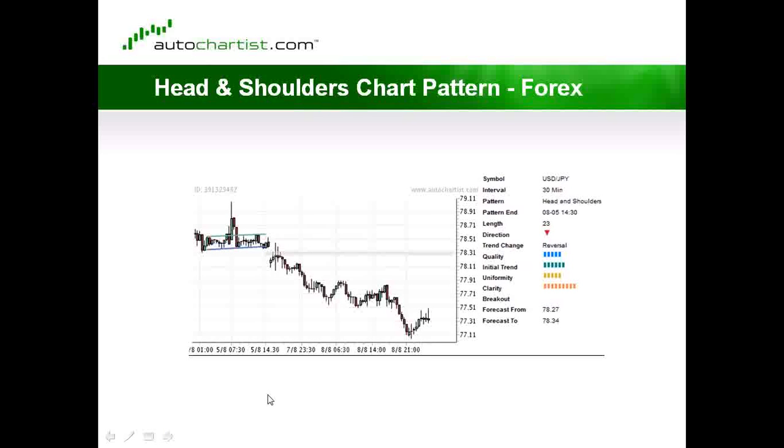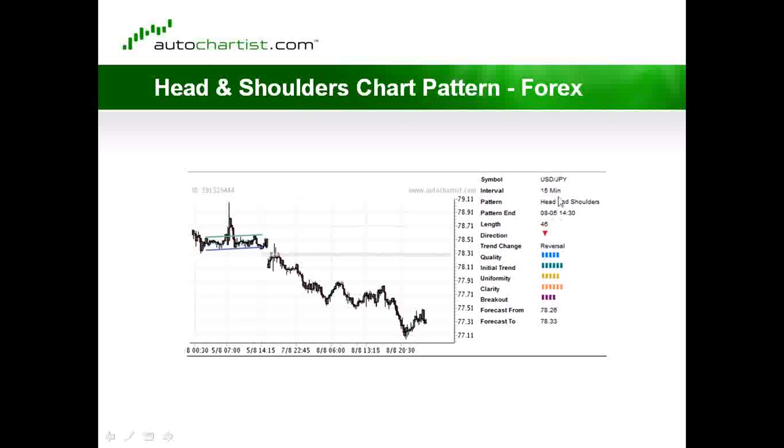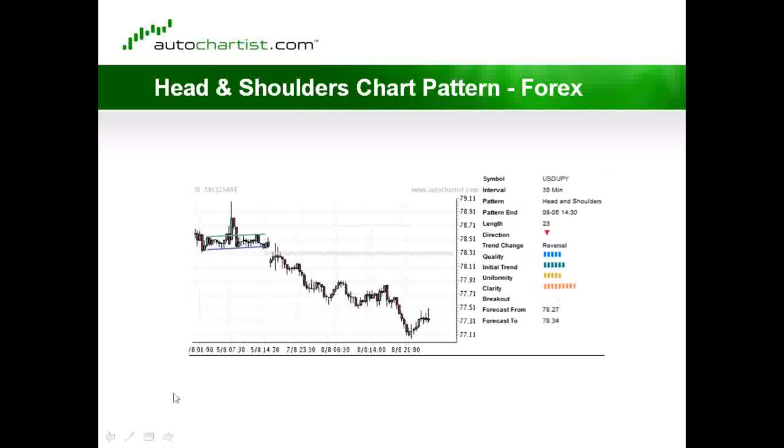Here's another Forex pattern. Again, I showed you before the 15-minute chart. I think I used this example before, and you can see that it came up again in the 30-minute chart, which is one of the classic characteristics of the head and shoulders. If it shows up on one time frame, typically it'll show up in another time frame.